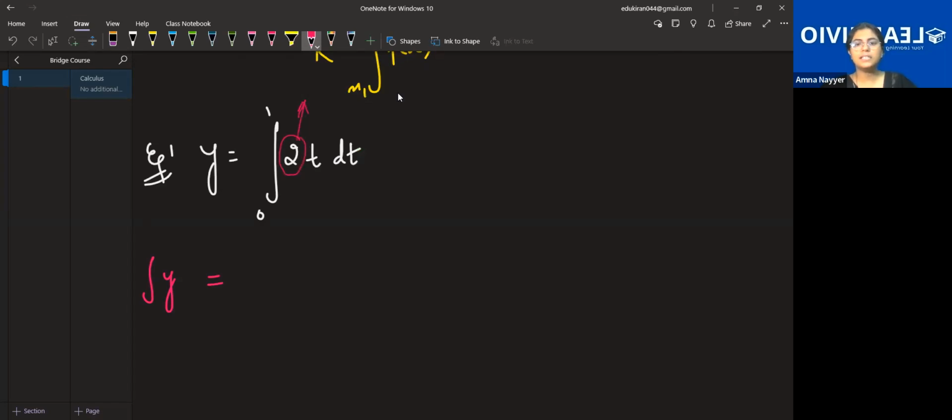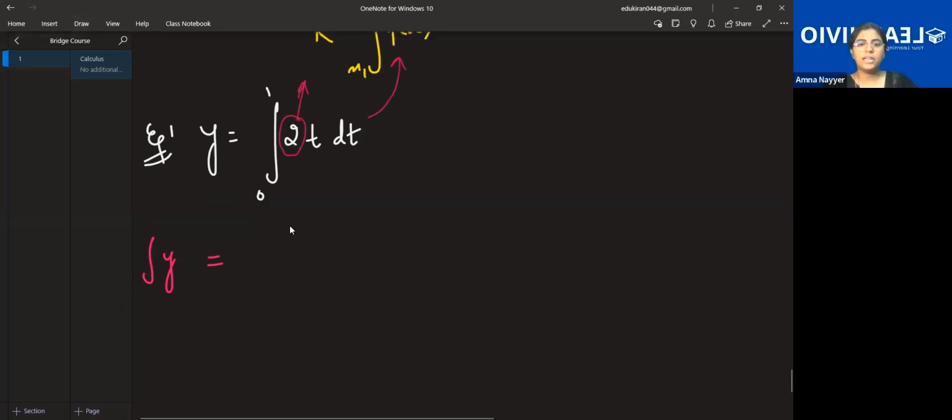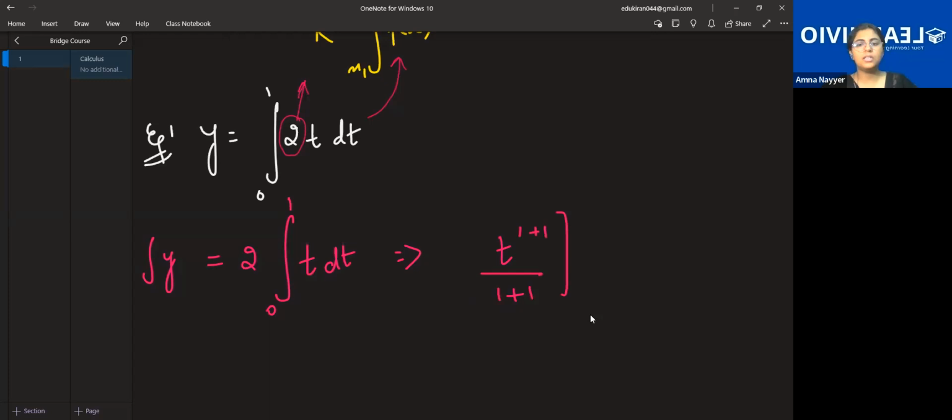And dt, this is the function that is there. So when we are solving this, 2 will come out. Integration of t dt from 0 to 1. You already know this, we have discussed. How to solve this? t to the power 1 is there. See, x to the power n, t to the power 1. Same pattern. You add 1 to the power, you divide it by 1 plus 1. You put the limits. That is, this is t square by 2 from 0 to 1.